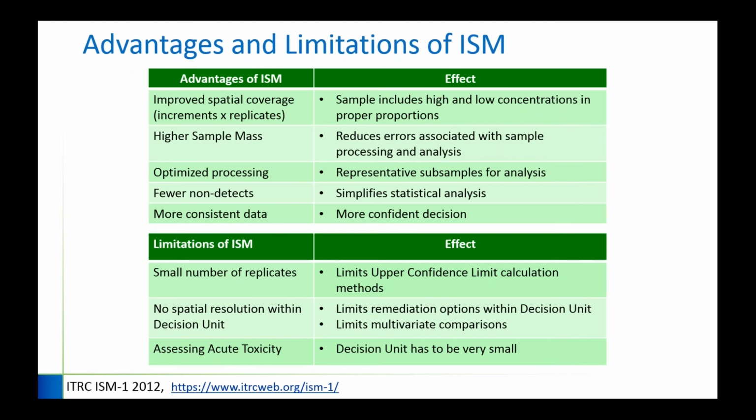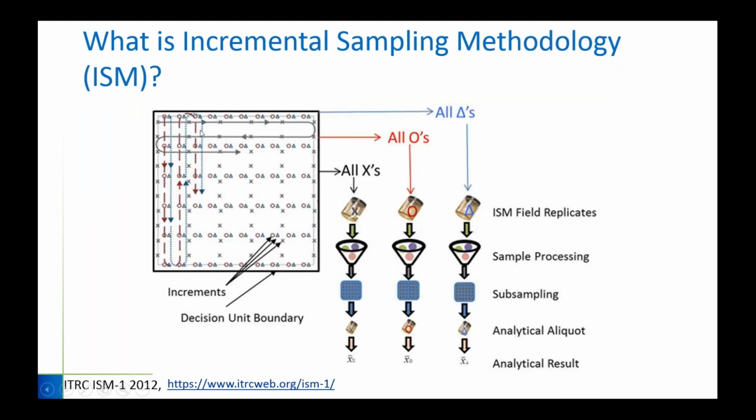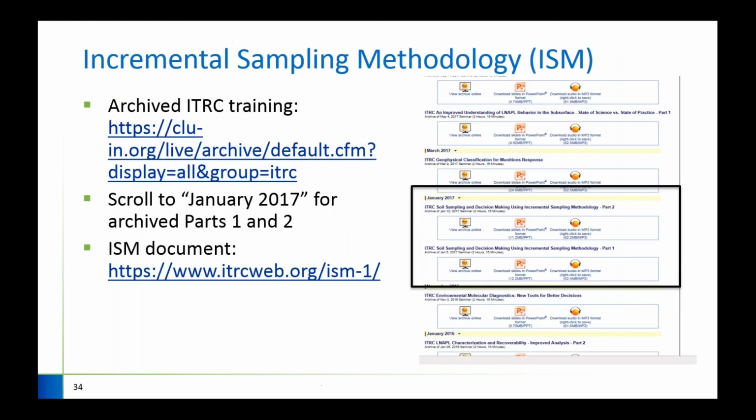So kind of the old way, going back to this, you would collect all these samples and send every one of them off to be analyzed. And with ISM, you're not doing that. So if you had a hotspot up here, it's just going to get composited in with everything else. So that's why defining your decision units is really important. So we'll hear more about this later with a real example.